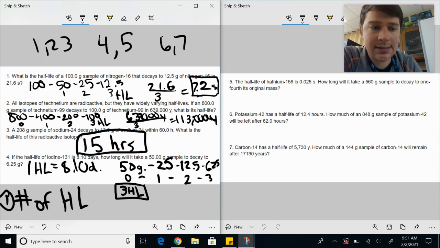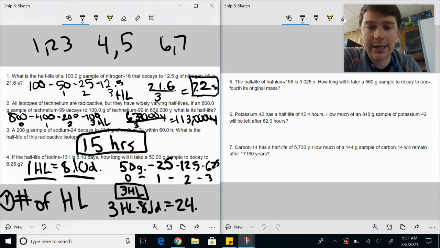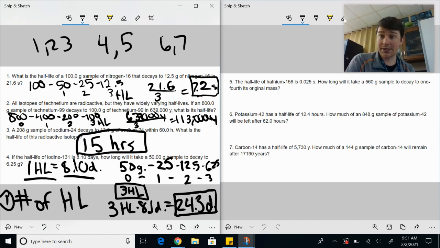But it asks, how long will it take? So if 1 half-life equals 8.10 days, and we know 3 half-lives have happened, I'm going to multiply 3 half-lives by 8.1 days, and that should give me my answer. That would end up being 24.3 days, the answer to number 4. So again, first thing we do, find number of half-lives. After that, we need to solve for what it's asking for.